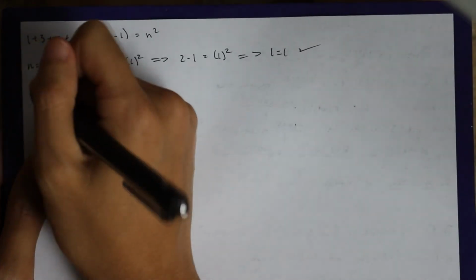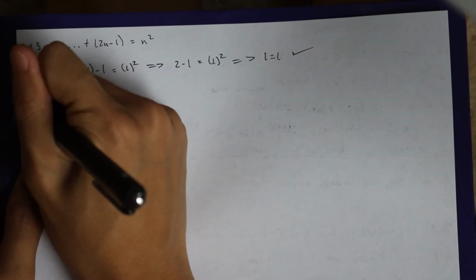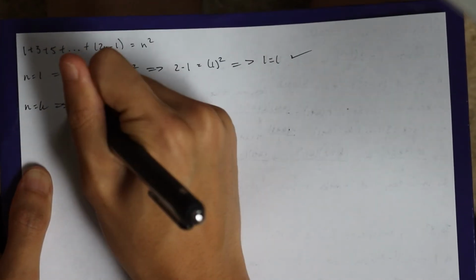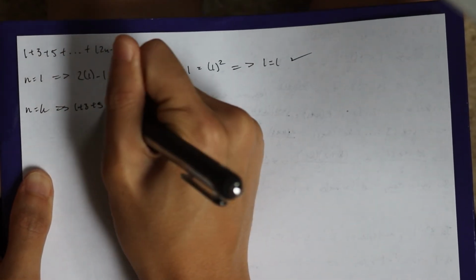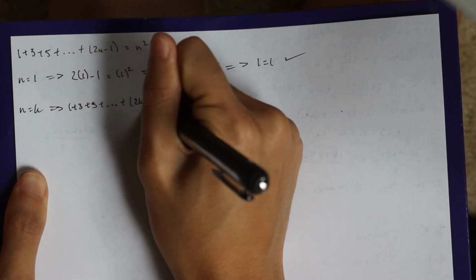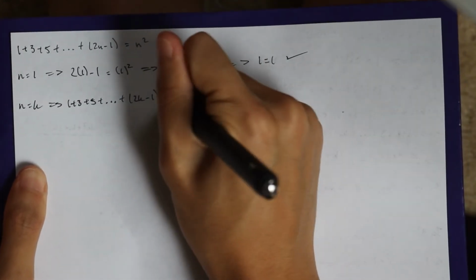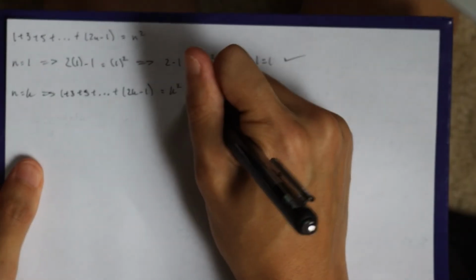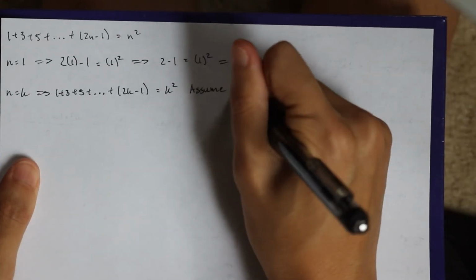So now let's show for n equals k. So now just plug in. So 1 plus 3 plus 5 plus dot dot dot plus 2k minus 1 equals k squared. And of course, as an induction hypothesis, let's assume this is true so that we can show the case for n is equal to k plus 1.